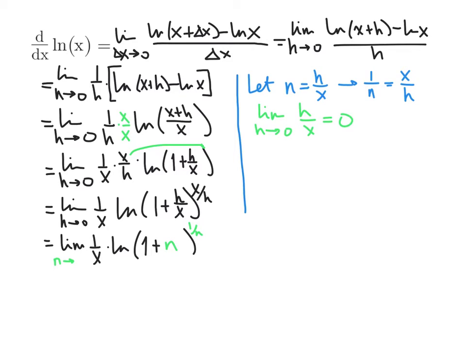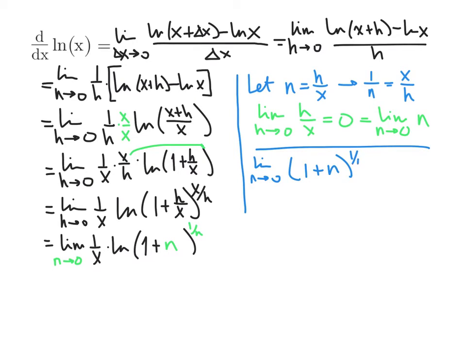That would be 0, right? So instead of h over x, I have n. If I want the limit of n to be 0, then n would have to approach 0. So that's what I'm going to change my limit to. Now, I hope by now you've noticed something in the way that I've transformed this natural log, that the limit I'm looking at specifically that I want to take care of is this limit as n approaches 0 of 1 plus n to the 1 over n.